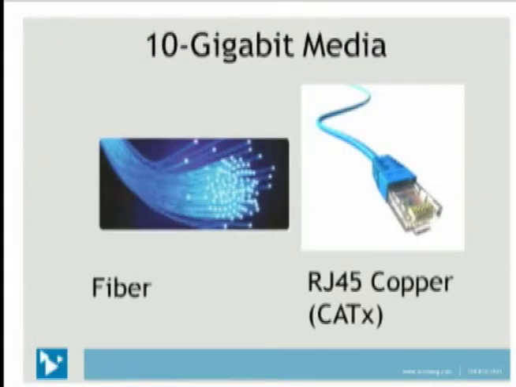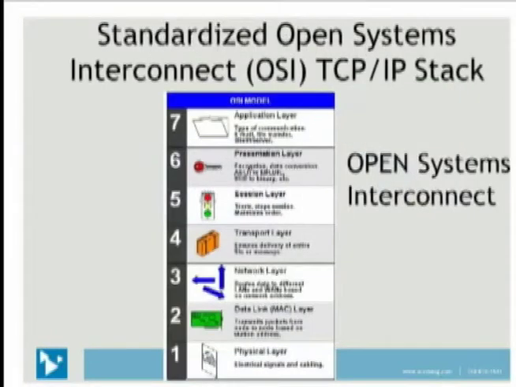The media, as many of you are aware, is either fiber or copper, RJ45, more commonly known as Cat-X, and there are a number of different designations there, but both fiber and copper are available. And just to review a little bit the standardized open systems interconnect, the OSI TCP IP stack, we're going to go through some of the layers here, just so you remember and refresh your memory.